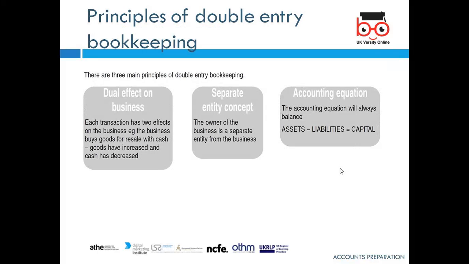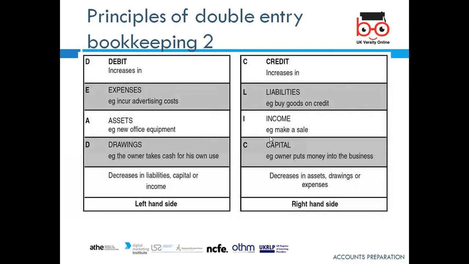Each transaction has two effects, debit and credit. Every transaction has a debit as well as a credit. Under the separate entity concept, every business is regarded as a separate business. In the accounting equation, our assets always equal our liabilities plus capital. Liability means how much money we owe. Capital means how much money we have invested. So we use the concept of debit and credit. Expenses are always debit, assets are always debit. Drawings mean anything you take for personal use from the business. The left hand side is where we put all the debits. On the right hand side we put all the credits: liability credit, income credit, capital credit. That's the double entry book rules.